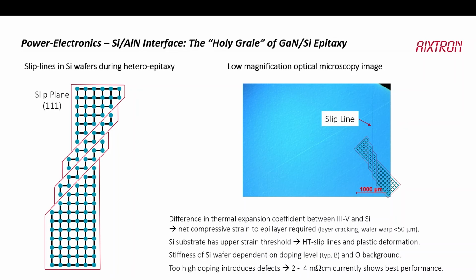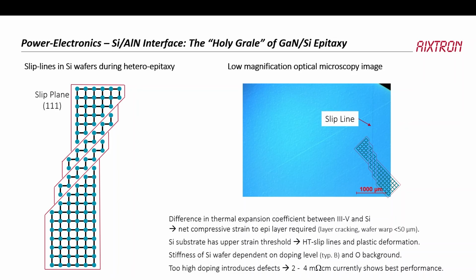Silicon wafers have a certain stiffness towards these slip lines, and this can be modulated by doping. So typically boron doping, for instance, or oxygen background that may be in the wafer can modulate this. High doping, however, introduces defects. So what we found is that 2 to 4 milliohm centimeter currently shows the best performance for these wafers because that's when they are the stiffest.